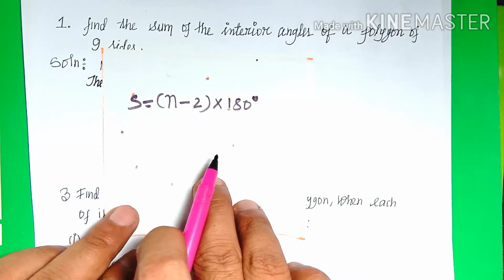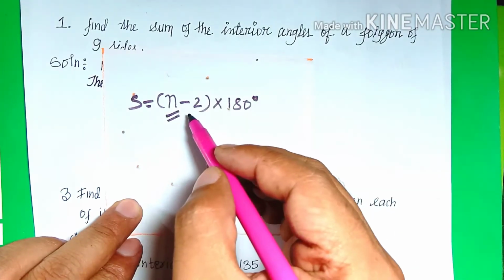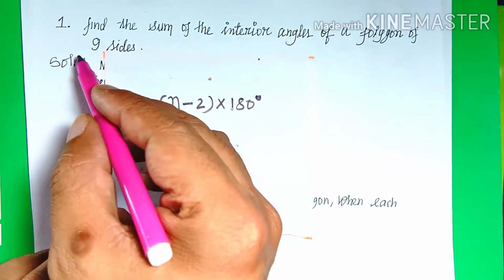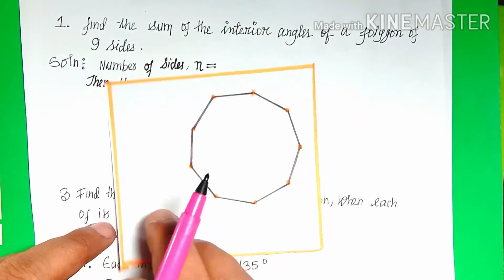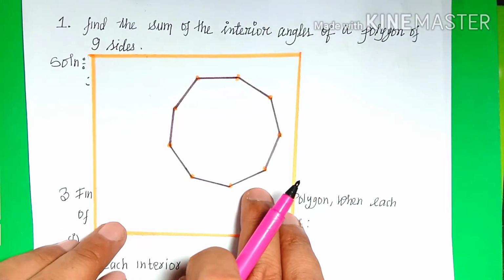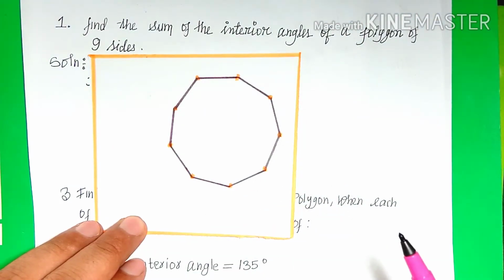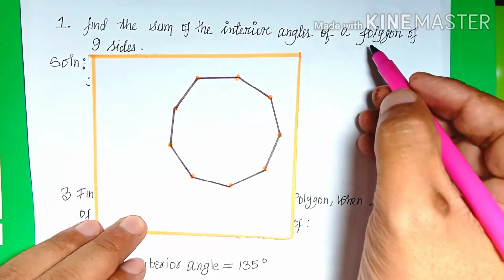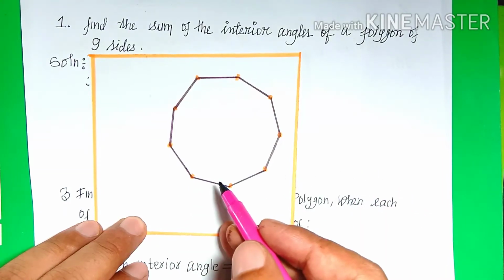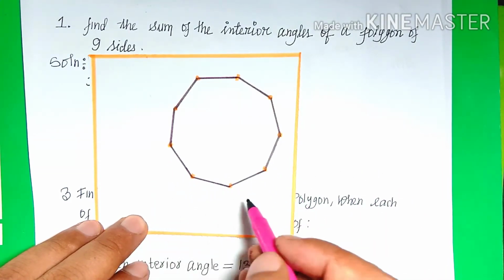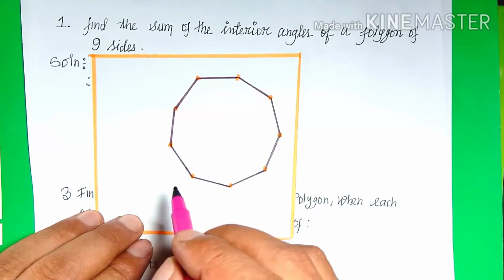So here, to find the sum, one must know the number of sides. Right now, the polygon is made up of 9 sides, and we know that a polygon made up of 9 sides is called a nonagon. A polygon is nothing but a closed figure made up of line segments. Remember that there are regular and irregular polygons. Here we consider a regular polygon, which means all the line segments are equal. As you can see, the polygon is made up of 9 sides.